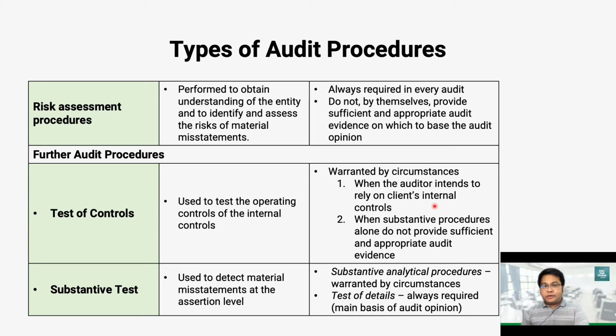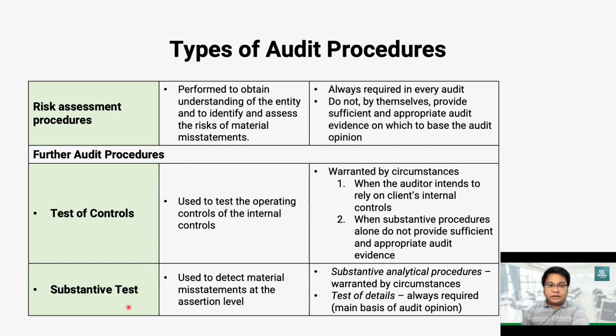Now, another situation wherein we will be performing tests of controls would be when substantive procedures alone do not provide sufficient and appropriate audit evidence. For example, there are processes or areas in the client's financial statements or financial reporting process where there would be no available evidence. So for us to perform substantive test procedures too, we can also rely in part on the results of tests of controls. So these are the two situations wherein we perform tests of controls. Remember that. Number one, when we intend to rely on the internal control of the client, and number two, when substantive procedures alone do not provide sufficient and appropriate audit evidence.